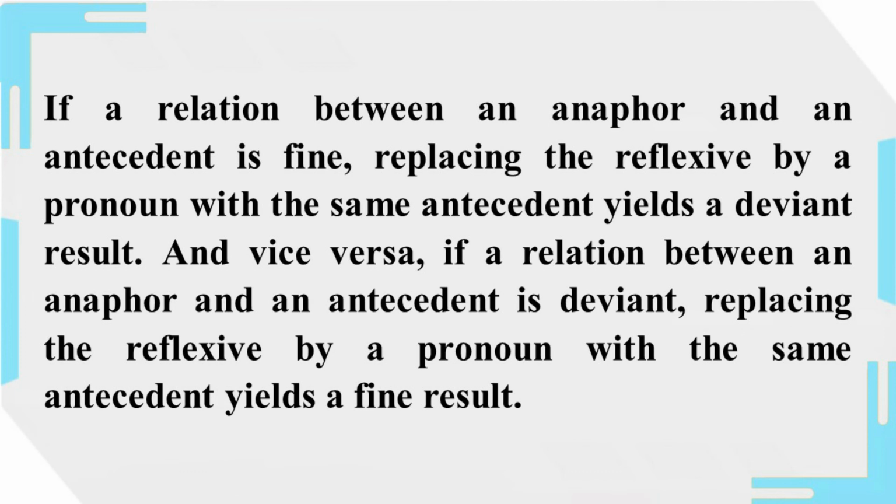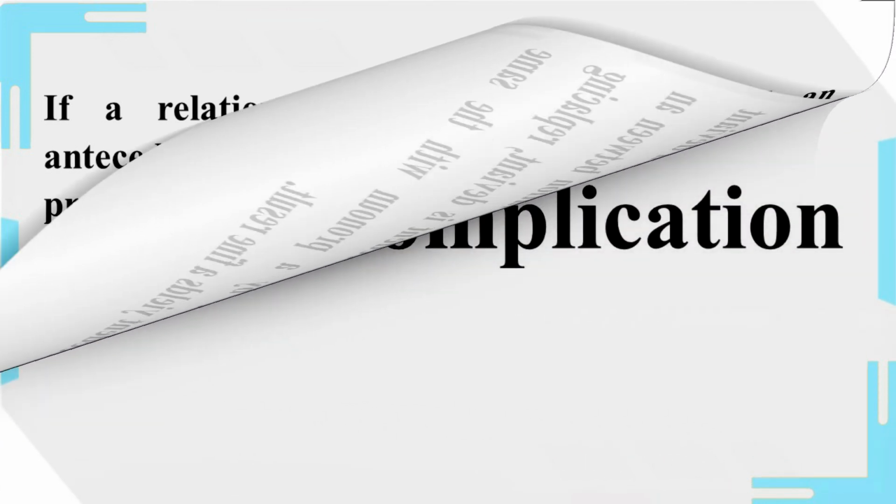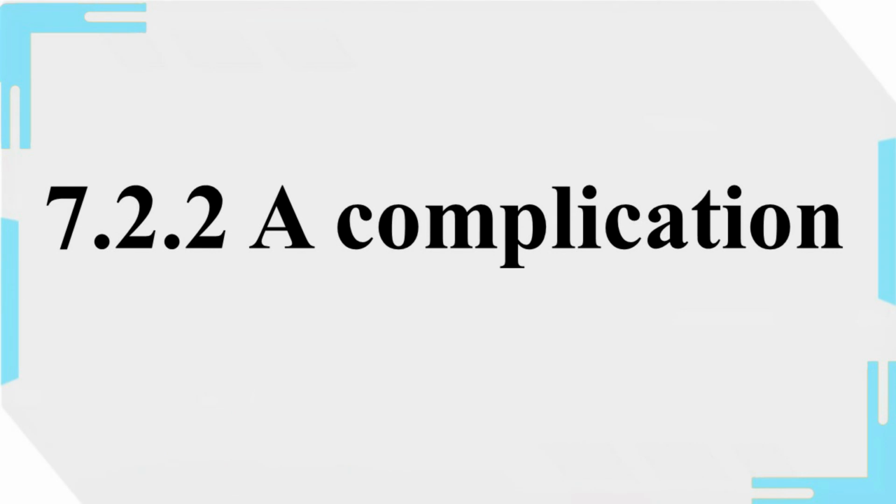Principle B: a pronoun cannot be found in its domain. It cannot have a C-commanding antecedent in its domain. Principle A and Principle B taken together predict that pronouns and anaphors should be in complementary distribution.